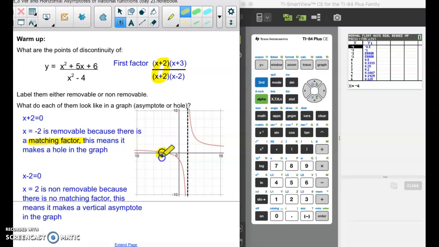The hole is indicated as an open circle on the graph. The x minus 2 does not have a matching factor, and so it's going to make a vertical asymptote. An asymptote is indicated by a dotted line, and it's a line that your graph gets close to but doesn't touch. You can see that it gets really close, but it never actually reaches that line.